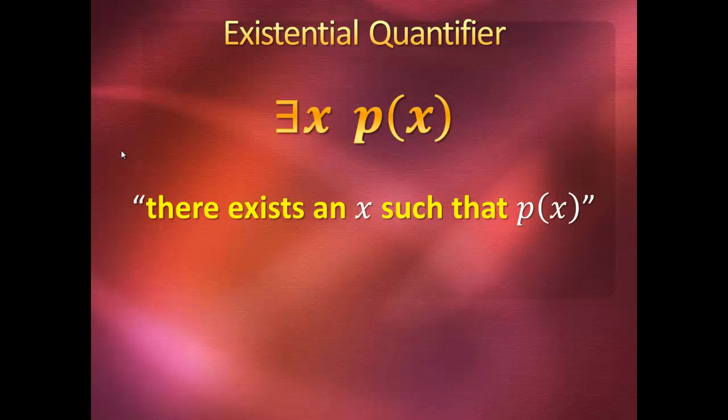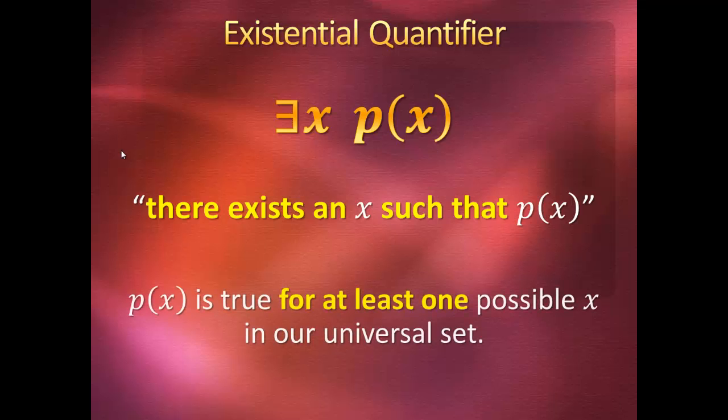So this is different from the universal quantifier. The universal quantifier implies that P of x is true for all possible x. The existential quantifier merely says that there must be at least one x in our universal set for which P of x is true. Perhaps in reality there's two, perhaps 3 or 4. Perhaps even P is actually true for all x. Doesn't really matter. All that matters is that there exists an x for which P of x is true.